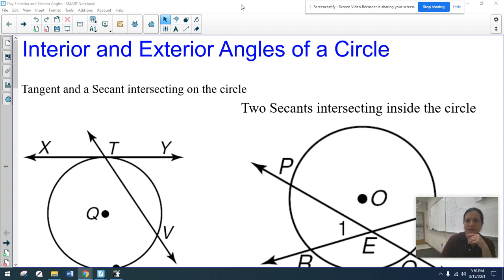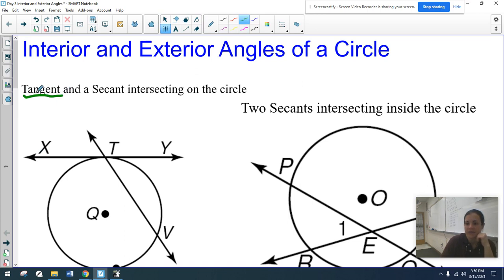So today we're working on interiors and exteriors. On here, if you look at where it says tangent and secant, I know we've heard tangent before when we were doing trigonometry. That is not what this is talking about. So we have tangent lines to a circle.